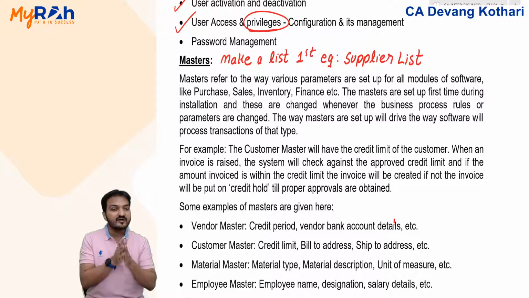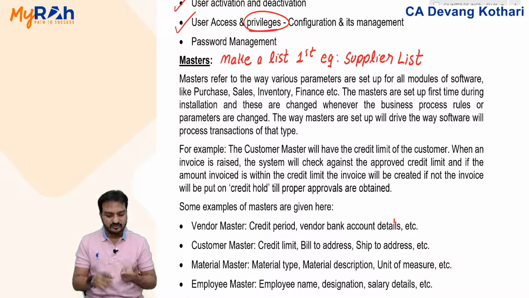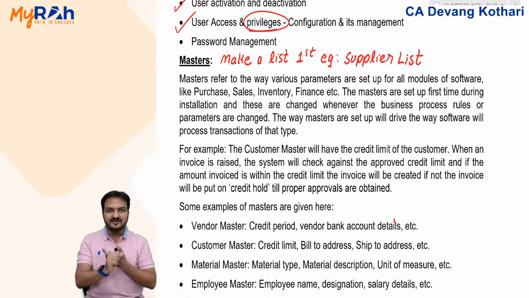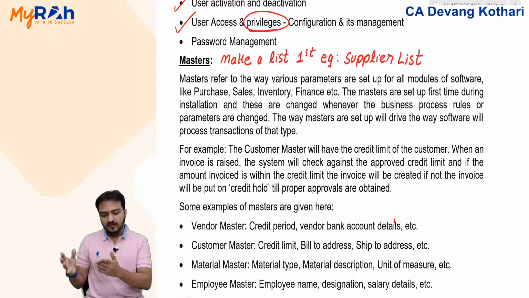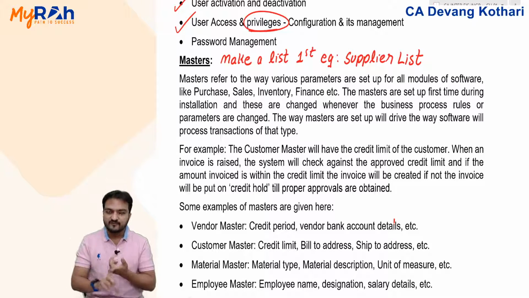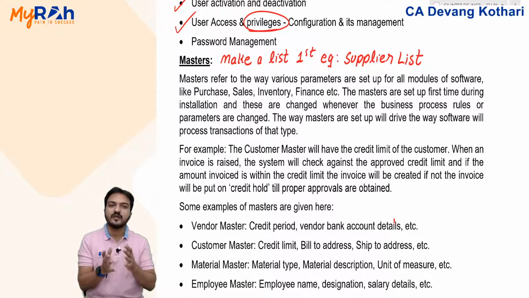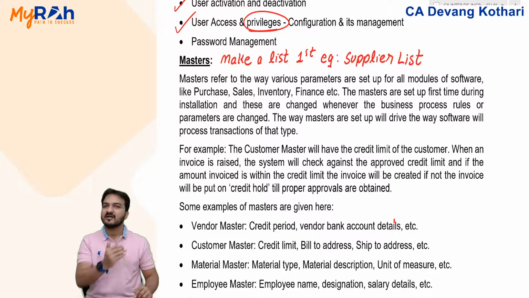But transaction data will change with every transaction. For example, when I'm recording a purchase transaction, the supplier name, supplier address, supplier GST number does not change each time. Then this data becomes the master data. But the amount of the purchase, quantity of the purchase, date of the purchase, invoice number, these things will change with every entry that you make. These things that change in every entry that you make become your transaction data.